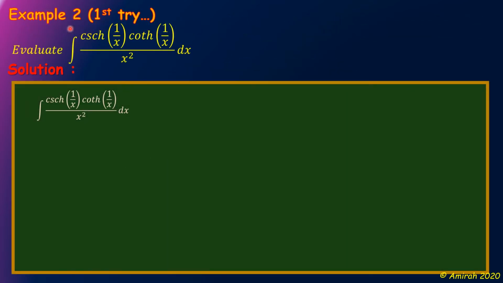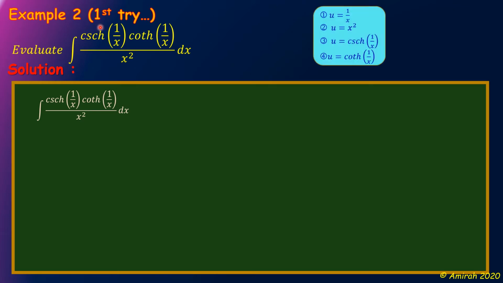In example 2, in video 2.4.1, if we list all the appropriate functions as u, okay? Let's say number 1, u equals 1 over x. Number 2, let's say u equals x squared. Number 3, let's say u equals cosh 1 over x. And number 4, let's say u equals coth 1 over x. Right? We list down appropriate u from the given function in the given question.